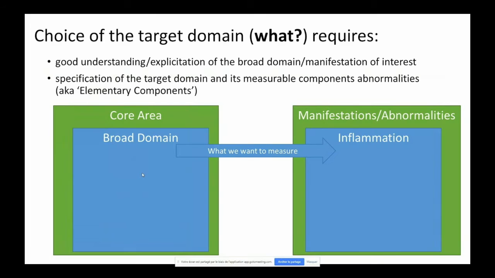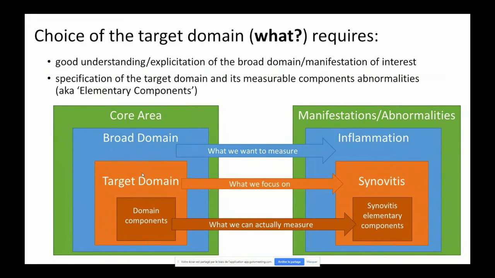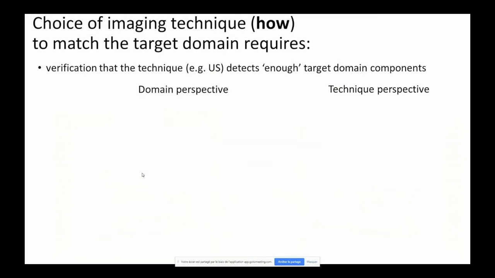Then we choose the broad domain that we want to measure, for example, inflammation. Then we choose the target domain within this broad domain, for example, synovitis. It is really what we focus on, measuring synovitis. And then we define the domain components, what we can actually measure by our measurement instrument. For example, we define the synovitis elementary components.